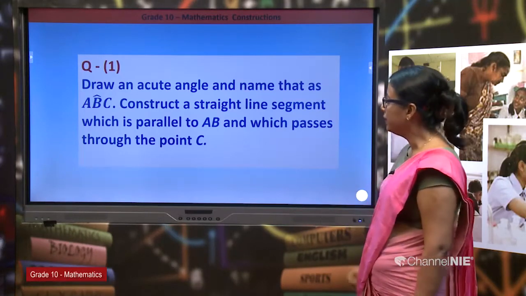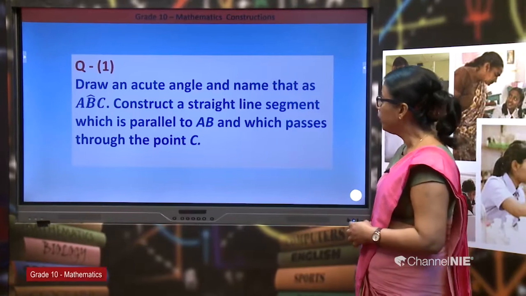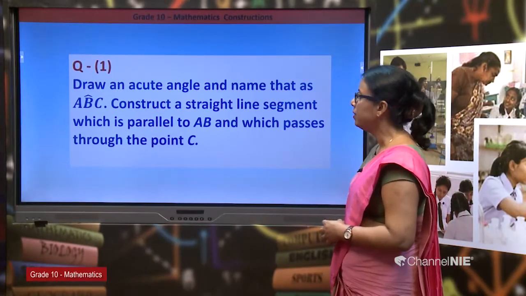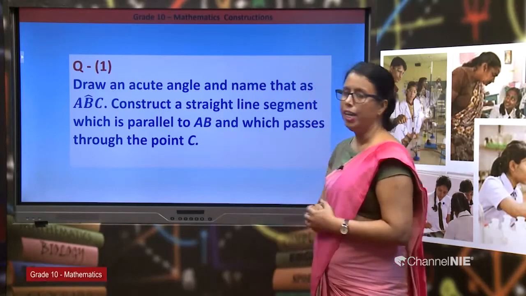Let us do some questions using the parallel lines. Draw an acute angle and name that as ABC angle. Construct a straight line segment which is parallel to AB and which passes through the point C. So, we need to construct an acute angle less than 90 degrees, and we have to construct a parallel line through C to AB.